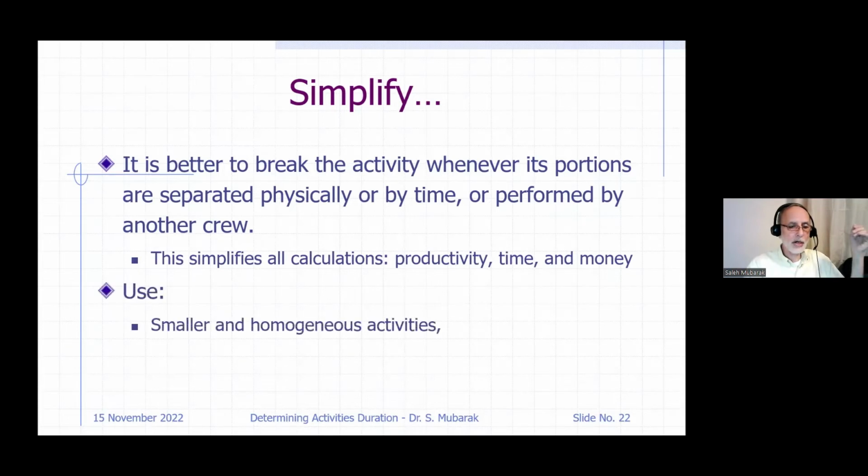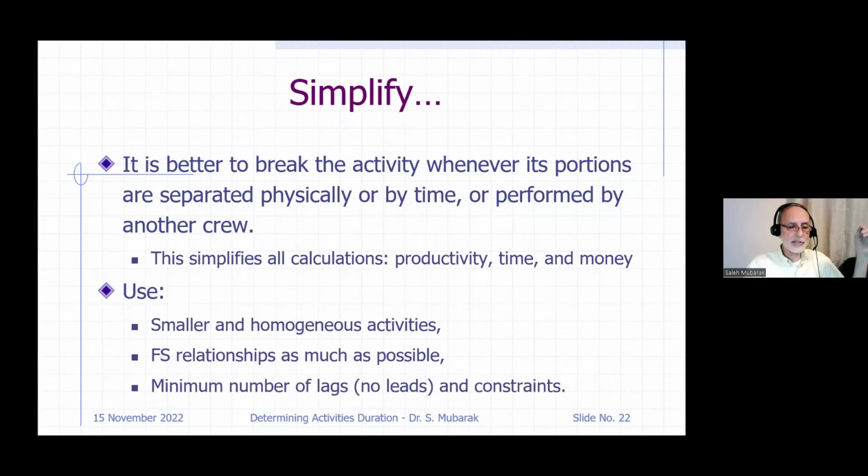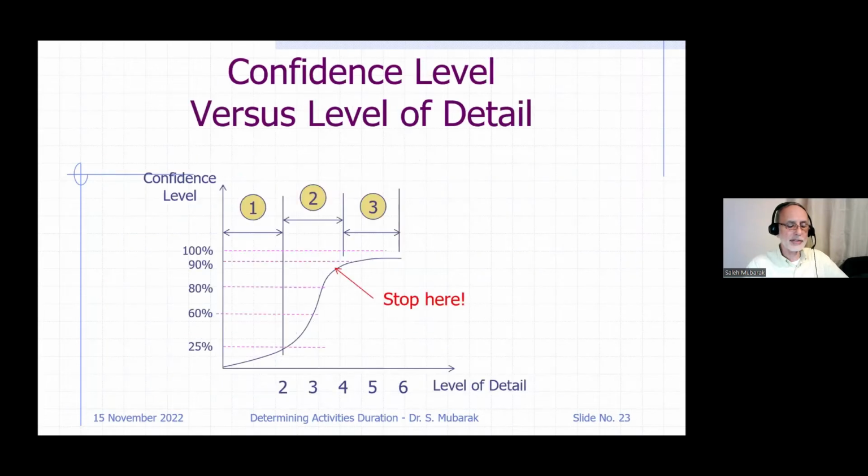Use smaller and homogeneous activities. Use finish to start relationships as much as possible. Avoid start to start and minimize the number of flags. Do not use leads. A lead is a negative lag. And minimize the number of constraints. If I see a schedule that has 40, 50 constraints, I know there is something wrong with it. This is for the breakdown.